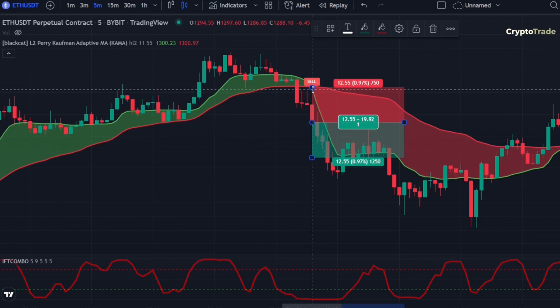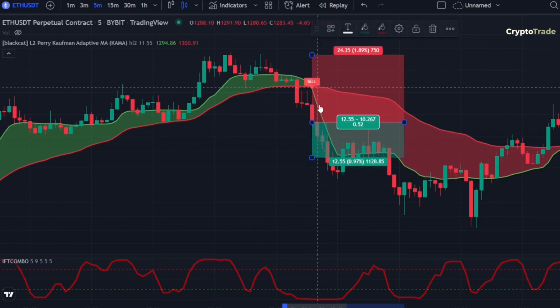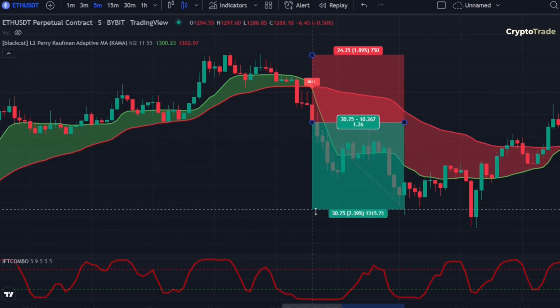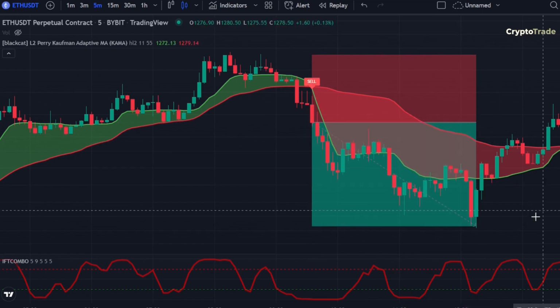Place the stop loss above the nearest swing high. The risk-to-reward ratio will be set to 1 to 1.5. The market has reached the target and the trade has been successfully closed with profit.